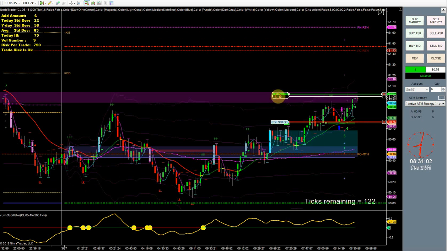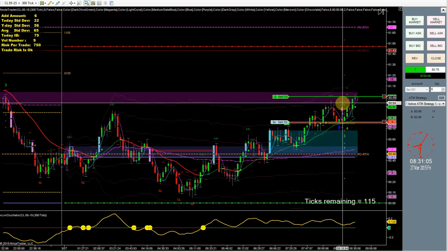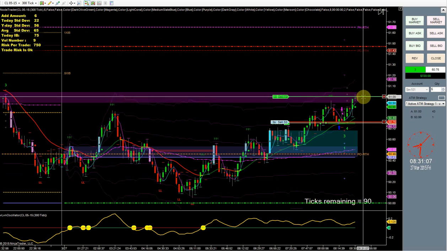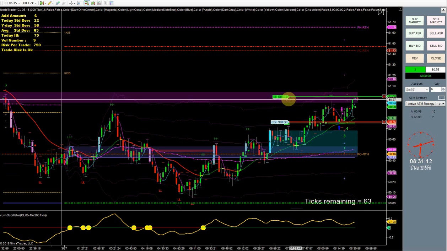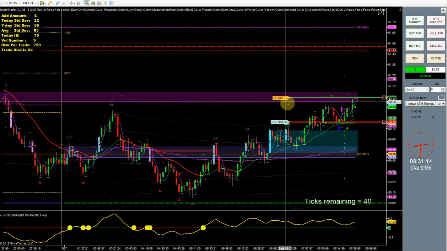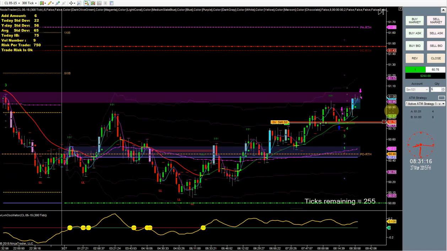Originally we wanted to get right here, but we were able to push up a little bit more. So we'll take that if it gets to our price. Hopefully we'll go ahead and get filled. Target filled. There it is.